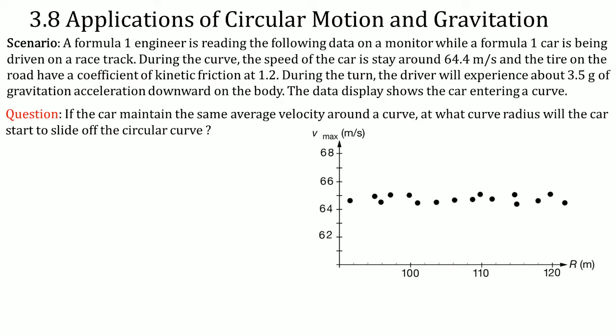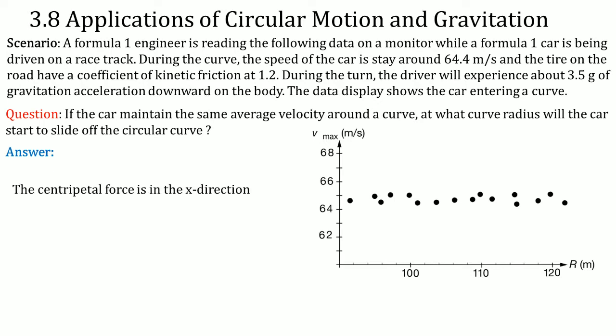The data display shows the car entering a curve. Here's the question. If the car maintains the same average velocity around a curve, at what curve radius will the car start to slide off the circular curve?